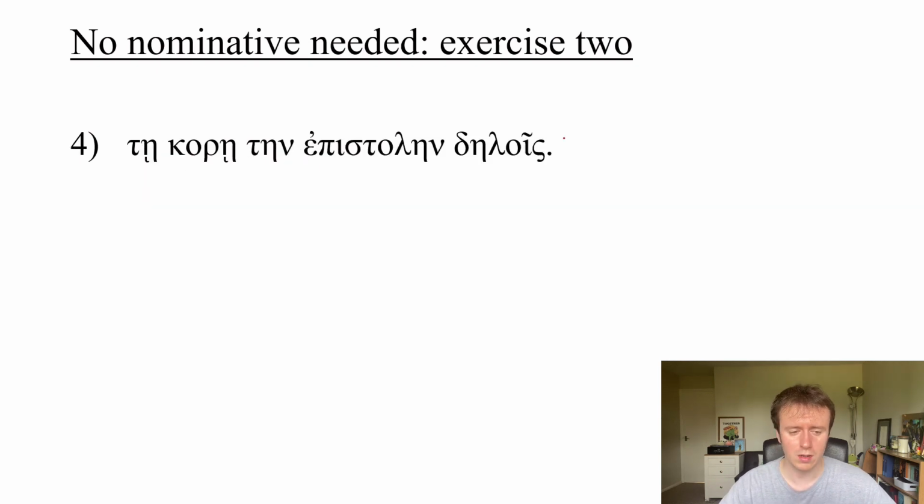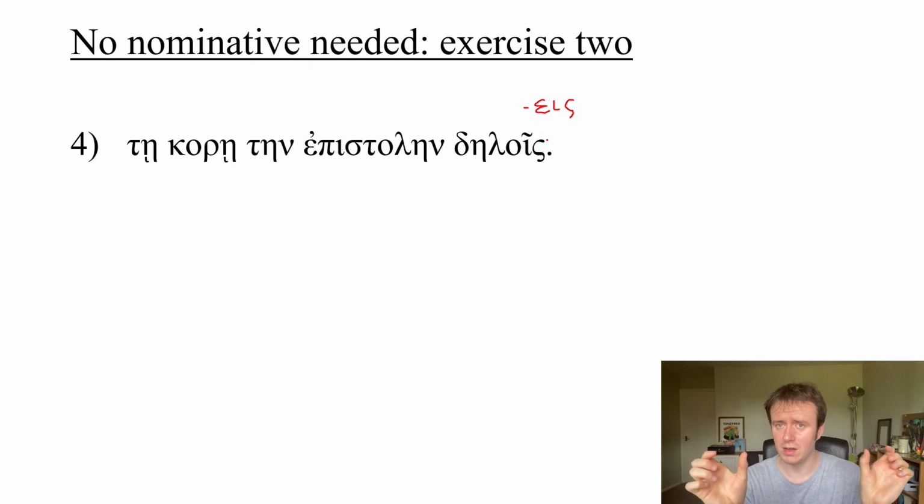4 was tei kore ten epistolen delois. This one was a bit trickier. It used the verb deloo, an omicron contract verb, and here the stem delo has contracted with the person ending eis. That is, my handwriting is not the best when I'm writing on PowerPoint with the mouse, okay? Please forgive me. But if you have o plus ei, it makes ois, okay? If you used your table of contraction, you would have realised that. Or if you've learned the paradigms, you would have known that.